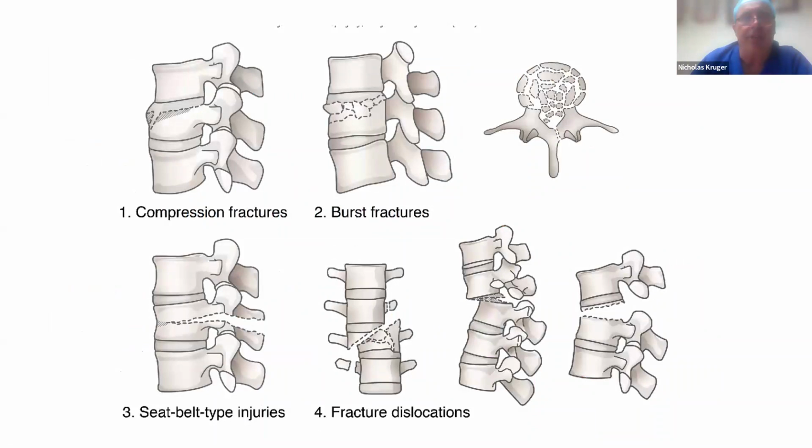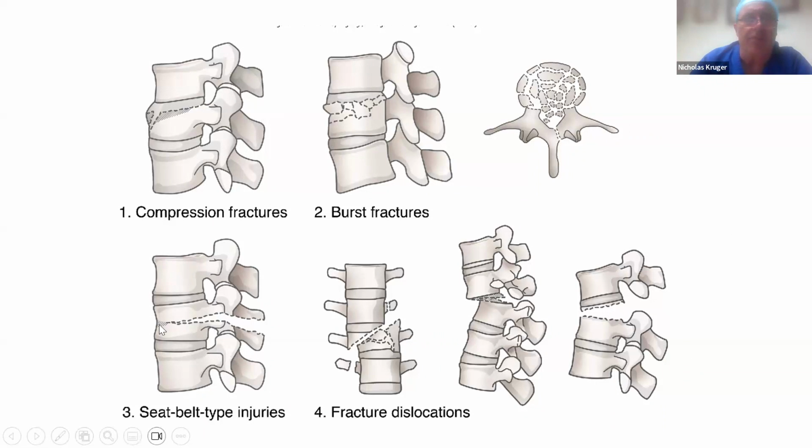So basically this is the Denis classification. So they took the three columns of the spine. You've got the anterior column, which is your disc, the middle column, which consists of the posterior part of the body and your pedicle, and the posterior column is your interspinous ligament and spinous processes. So they've got compression fractures, a burst fracture. A burst fracture's got the interpedicular widening. Then you got the, I can't see my screen because there's bloody things in the way.